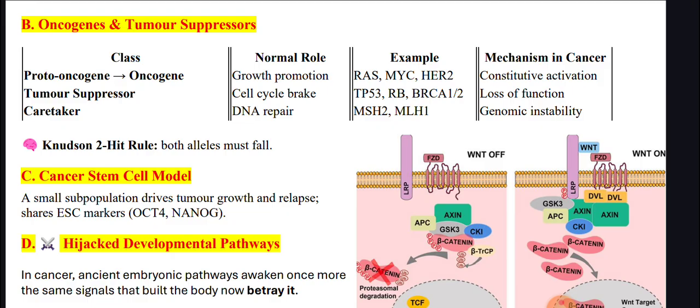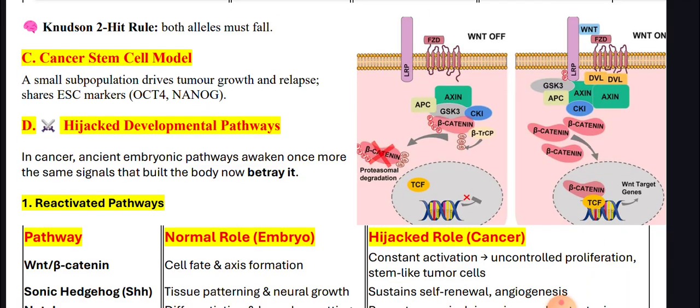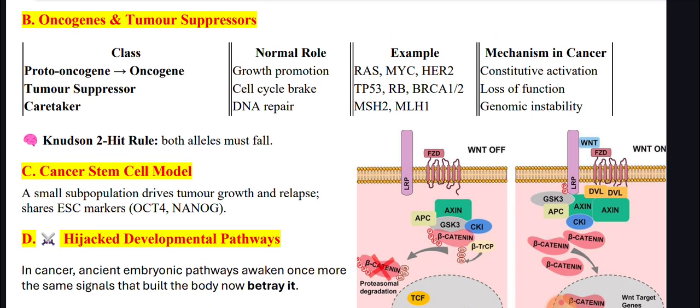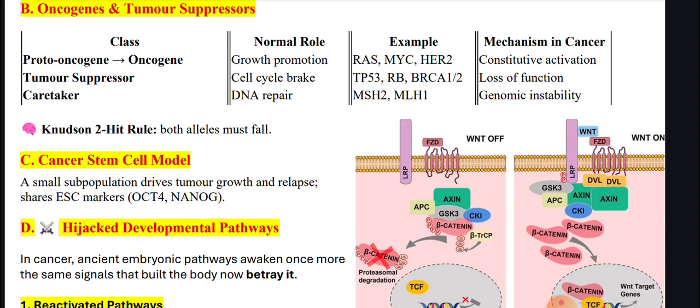Loss of caretaker function doesn't directly make a cell grow faster, but it leads to genomic instability. The cell starts accumulating mutations much more rapidly because the repair systems are broken. This dramatically accelerates the rate at which mutations can occur in proto-oncogenes and tumor suppressor genes, speeding up the progression to full-blown cancer. They're like the mechanic who's stopped maintaining the car. Okay, oncogenes, tumor suppressors, caretakers.